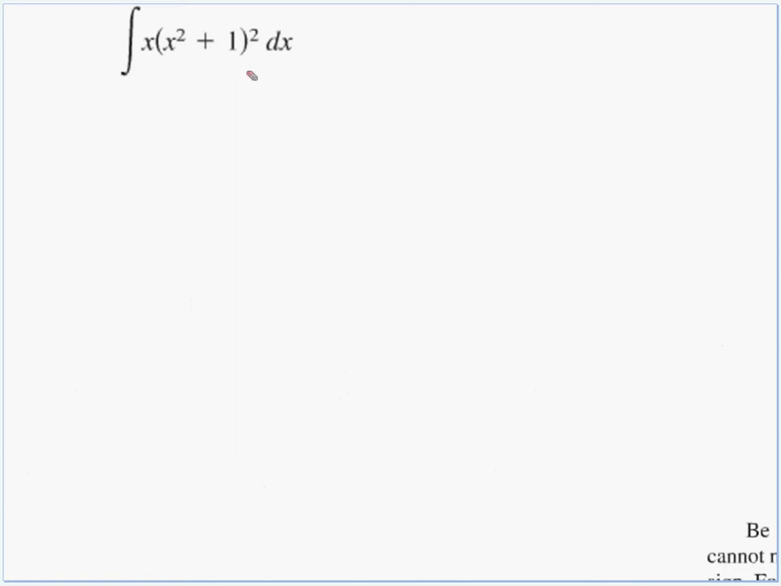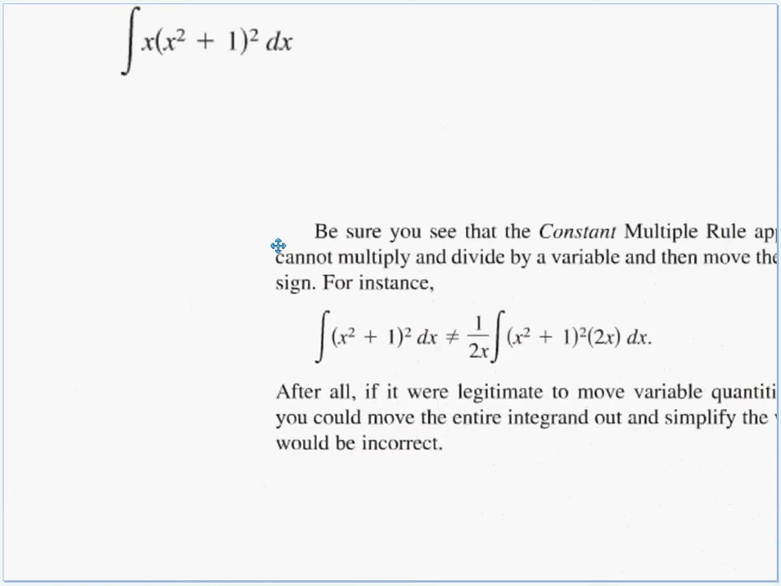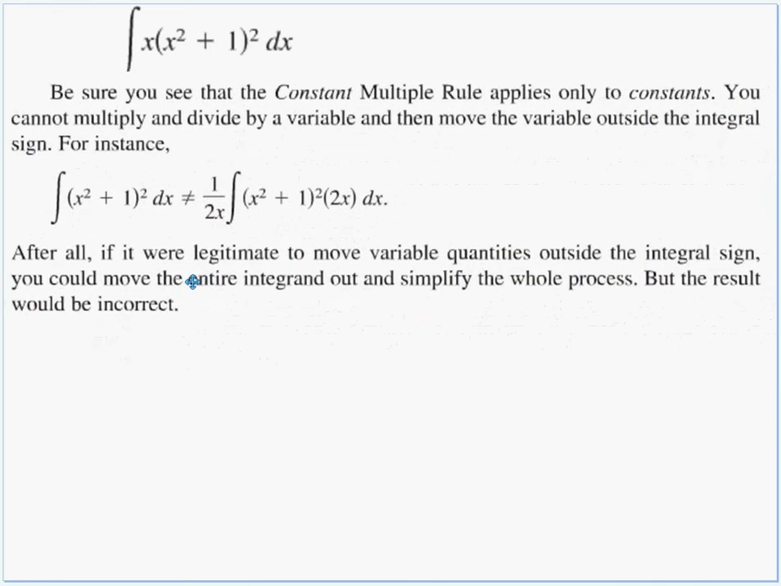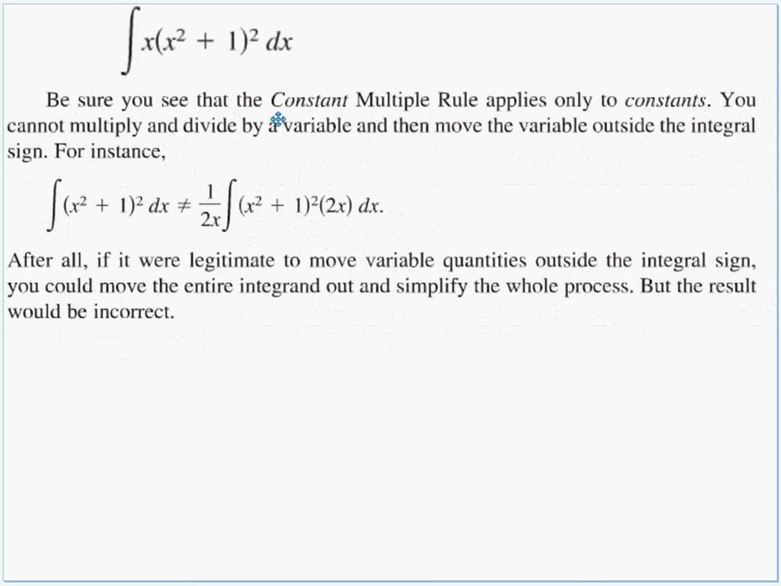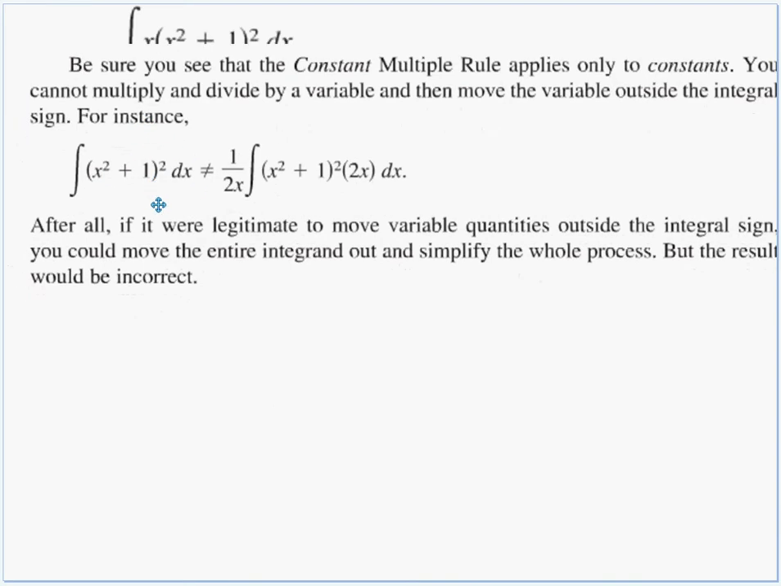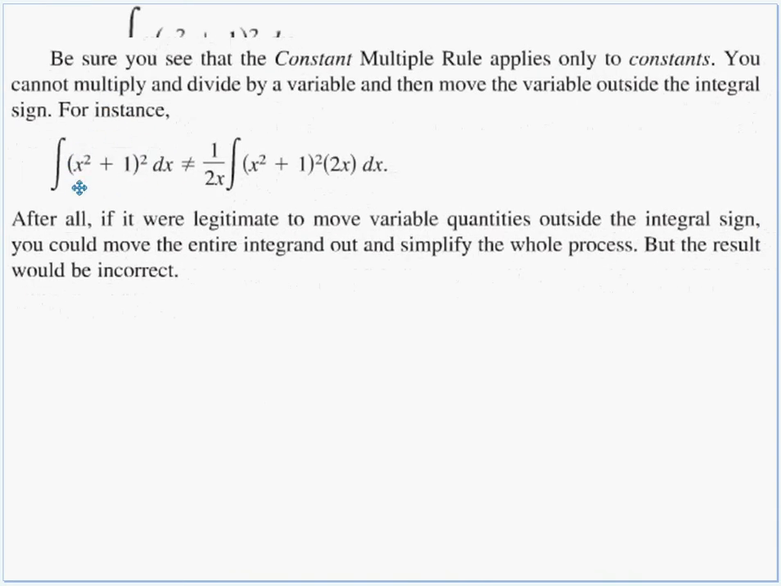Now I see this down here. What's this? Ooh, be sure you see that the constant multiple rule only applies to constants. We cannot multiply and divide by a variable and then move the variable outside the integral sign. For instance, here's (x squared plus 1) quantity squared. We're missing the inner derivative altogether, 2x, so we cannot put a 2x here and a 1 over 2x outside.